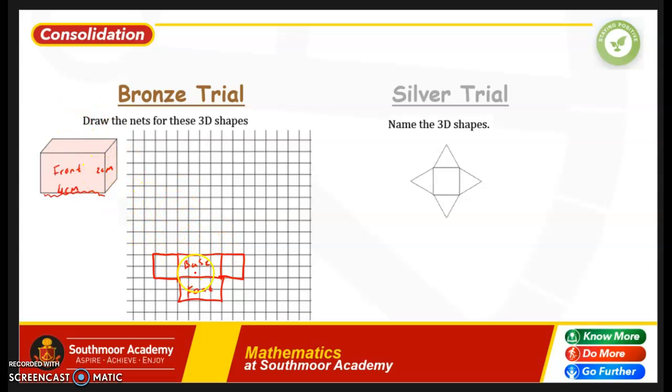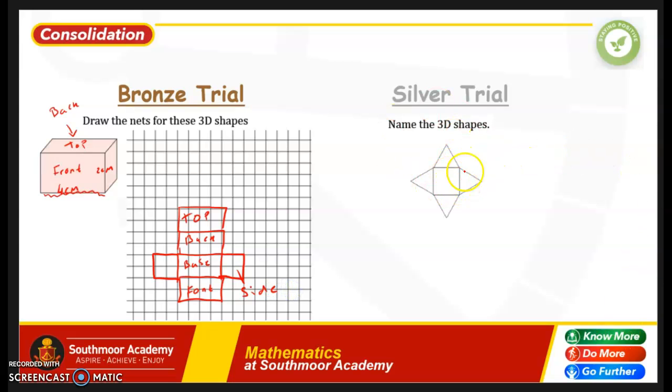And then the back and top. So this is going to be the top. And then we've got the back behind it. So that's the back. And then this is your top. So that's how it should look, with these being your sides.